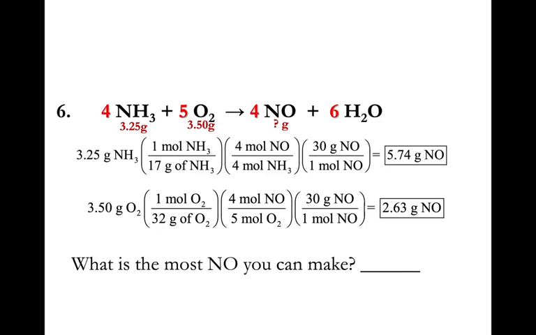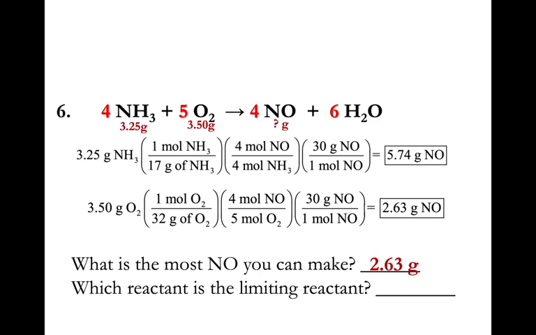What's the most NO you can make? 2.63 grams. Which reactant is the limiting reactant? Oxygen is. Which one is in excess? Your ammonia.